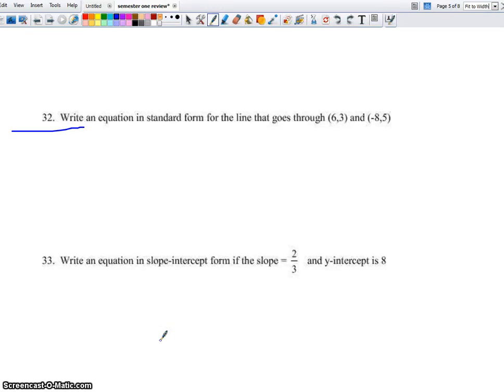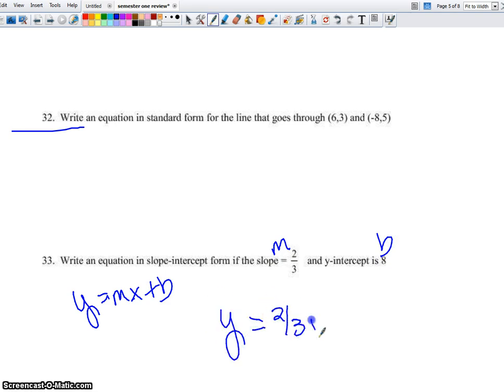This is part 2 of the Algebra 1 review. We're going to pick up with number 33. Write an equation in slope-intercept form if the slope is 2/3 and the y-intercept is 8. Slope-intercept form is y = mx + b. You're going to put your slope in for m and your y-intercept in for b. So y = 2/3 x + 8, and that's your answer.